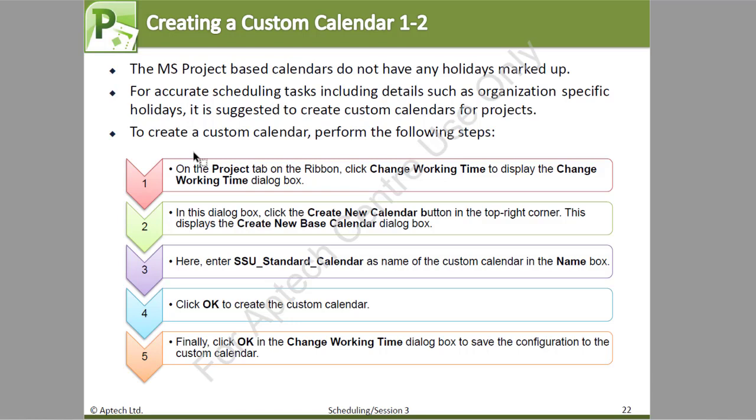The first one, on the Project tab in the ribbon, click Change Working Time to display the Change Working Time dialog box. In this dialog box, you click the Create New Calendar button in the top right corner. This displays the Create New Base Calendar dialog box. Here you enter SSU Standard Calendar as the name of the custom calendar in the Name box. Click on OK to create the custom calendar. Finally, click OK in the Change Working Time dialog box to save the configuration to the custom calendar.